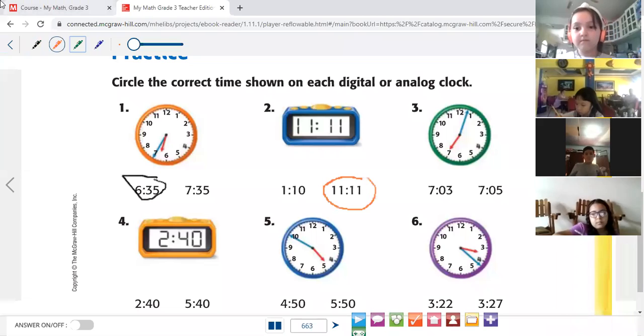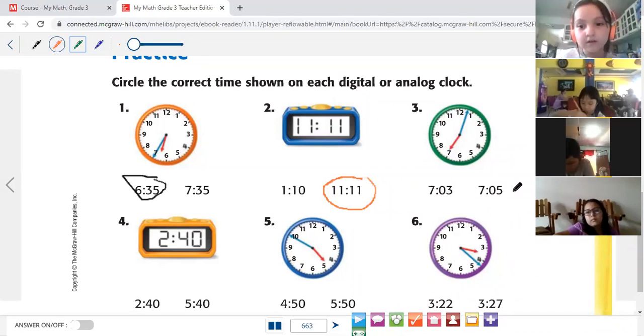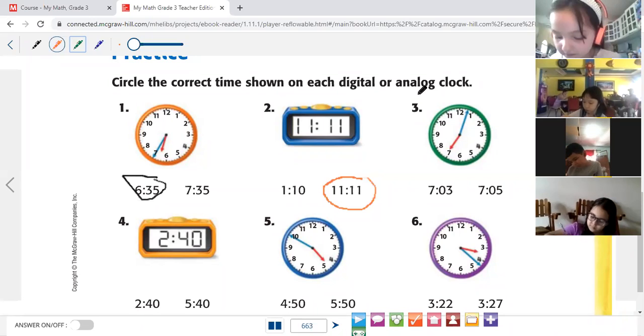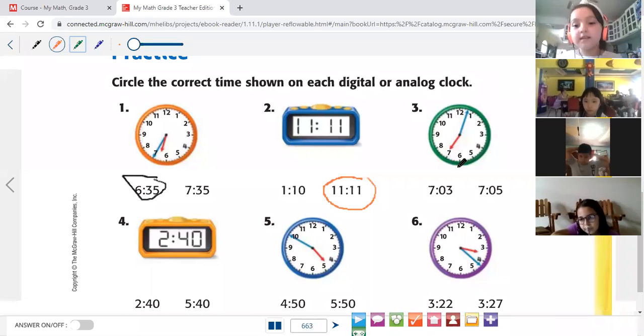Florecita, would you like to help me with number 3, Flor? Okay, help me with number 3. What time is it? Is it 7:03 or 7:05? Count the little lines in between. You can count them in your book. Remember that each little line is 1 minute. Turn on your microphone. 7:03. Good job. So circle 7:03.